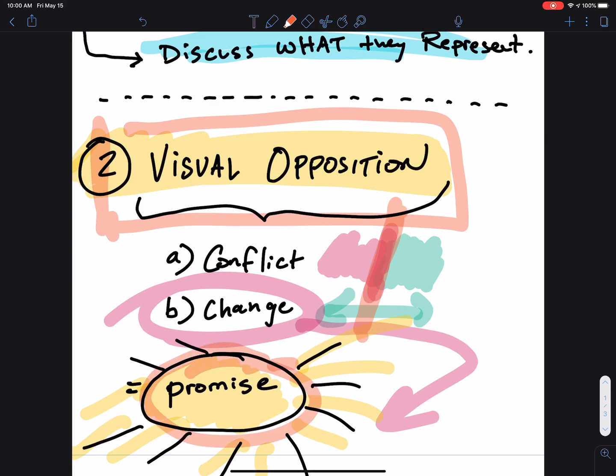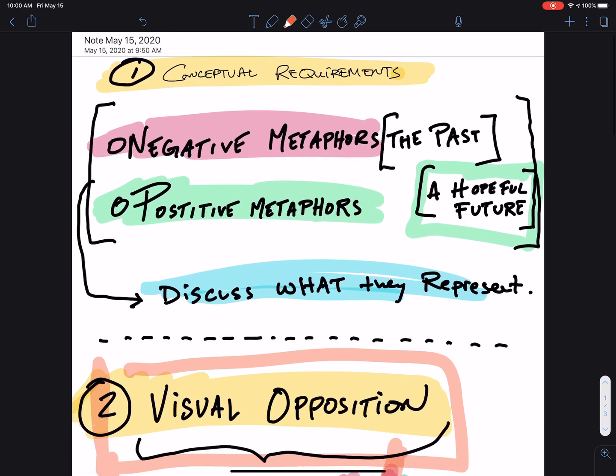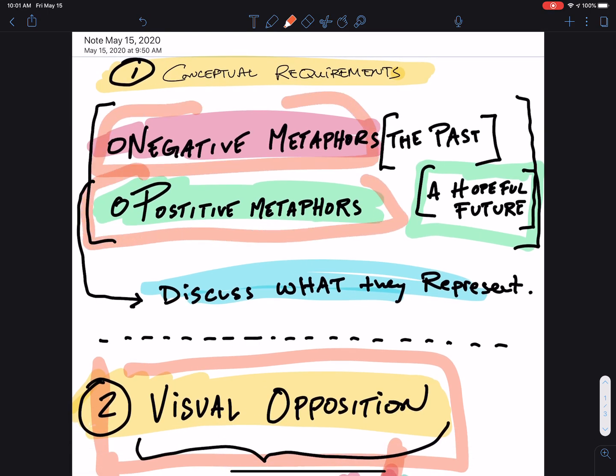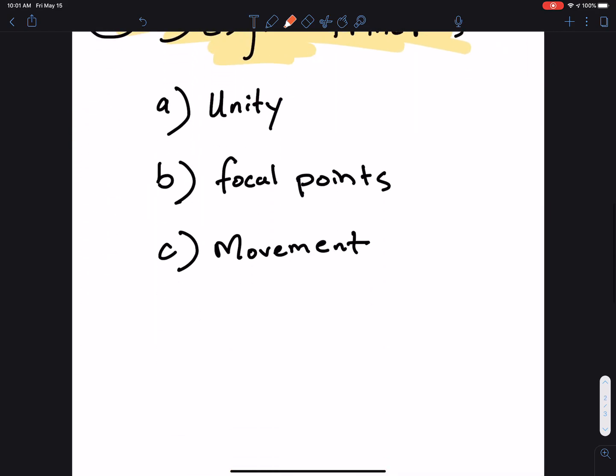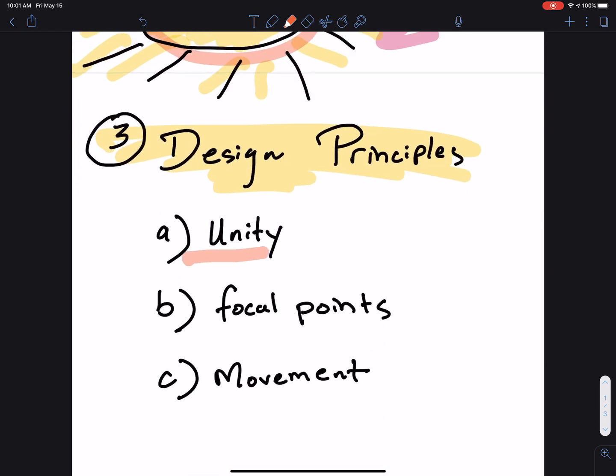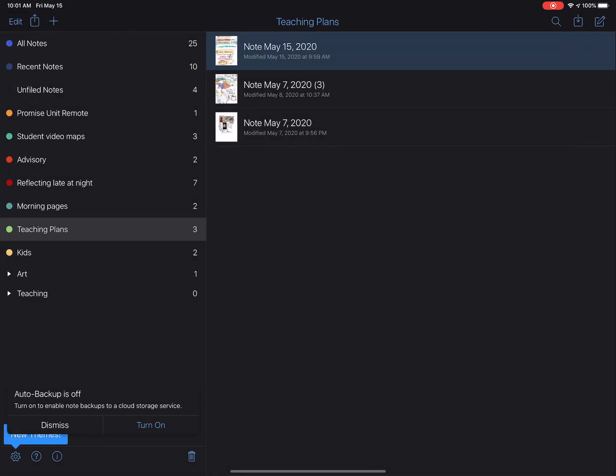So by having visual opposition and conflict, having opposites next to each other, you're showing your promise. And you really want to do that. So you need to have the negative and the positive next to each other. I'm going to point that out right now. And then these are some design principles that I'll review when talking unity, focal points, and movement. So let's get started.